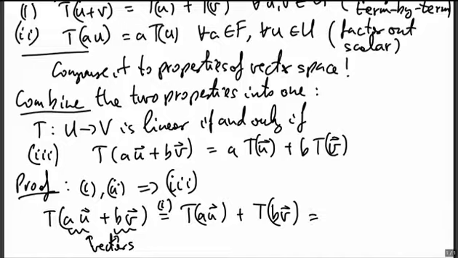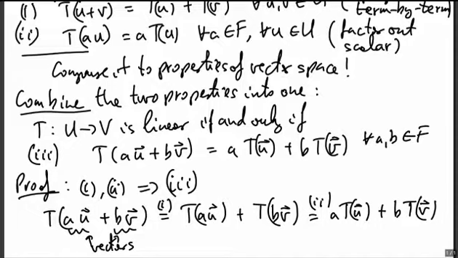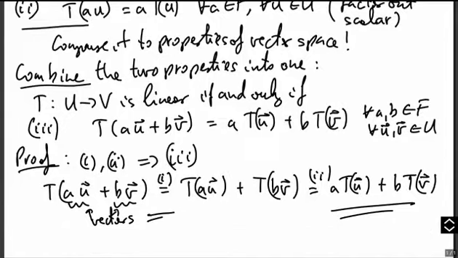Then we apply twice the second property. So the second property says that we can factor out scalar. Now we have two scalars, a can be factored out and b can be factored out for all a, b from the scalar field and for all u, v vectors from the vector space U. All right, so this first part shows that if I use 1 and 2, then I can get 3. Then the other way to get from 3, 1 and 2.